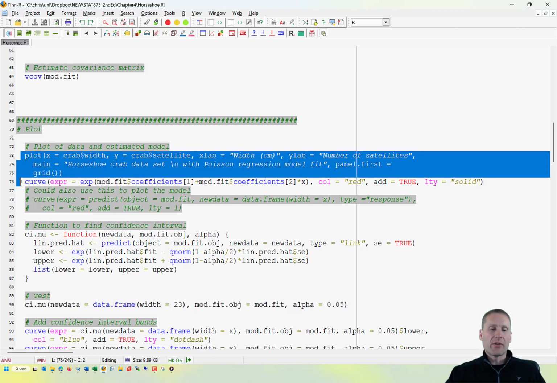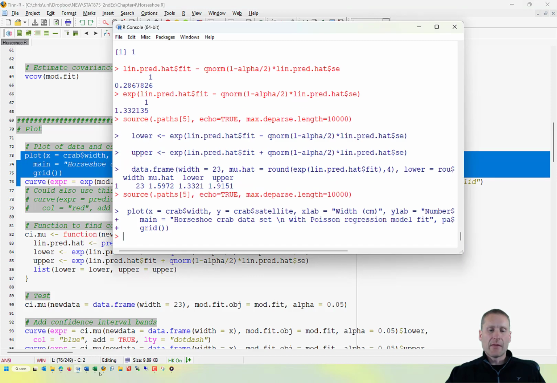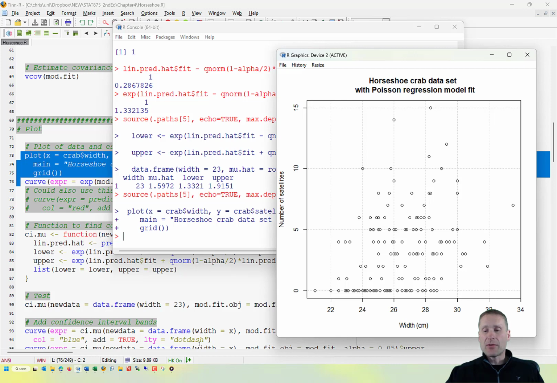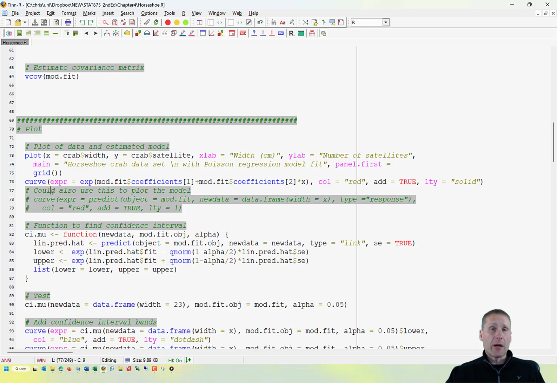Panel.first equal grid, so I'm going to put some nice grid lines on my plot. And now I'm going to get my plot. Let's go ahead and take a look at it. Here's a scatter plot of my data. And so what we see roughly, there is maybe an upward trend in terms of as width increases, the number of satellites increases.